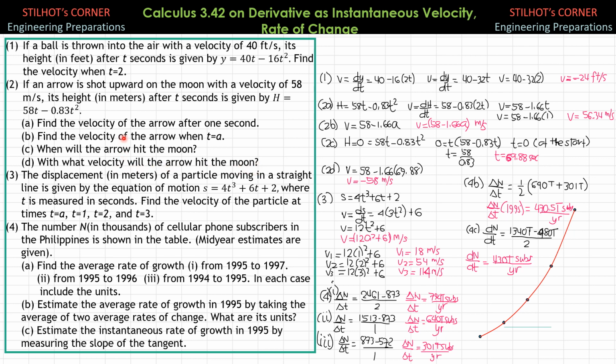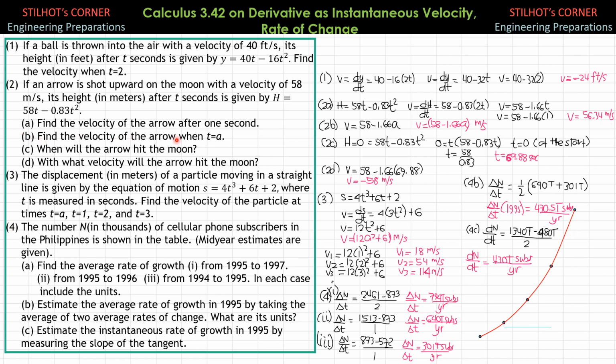So for part A, we simply differentiate h with respect to time. So v equals dh/dt, and it is equal to 58 minus 0.83 times 2t. Simplifying, v is 58 minus 1.66t. When time is 1 second, substitute t is 1. 58 minus 1.66 times 1, so 56.34 meters per second.